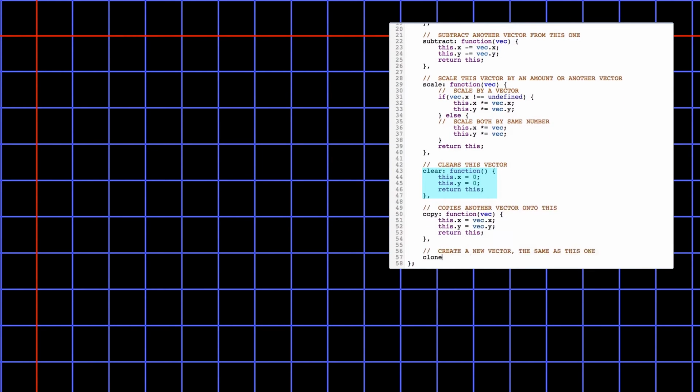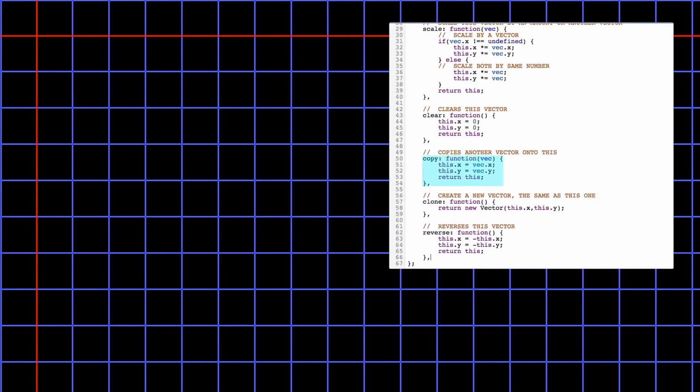Clear resets the vector to 0, 0. Copy will copy the xy values of another vector onto this one. Clone creates a new vector with the same xy values as this one. And reverse just multiplies x and y by -1 to make the vector point in the opposite direction.